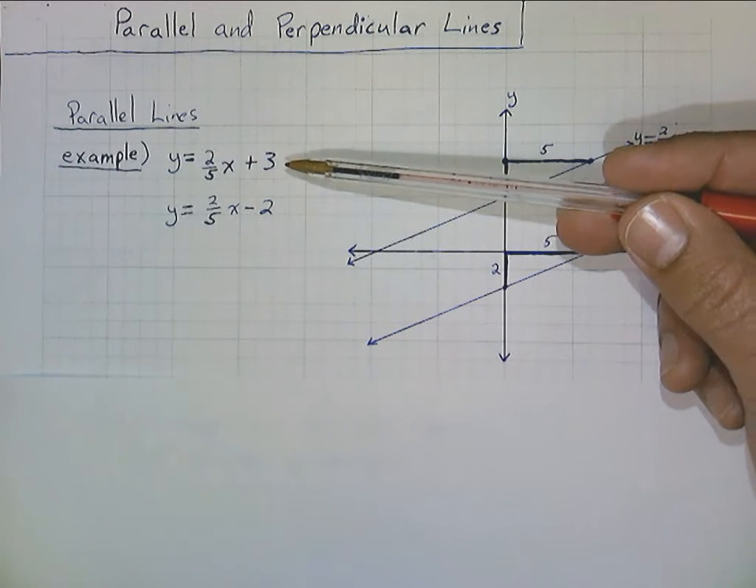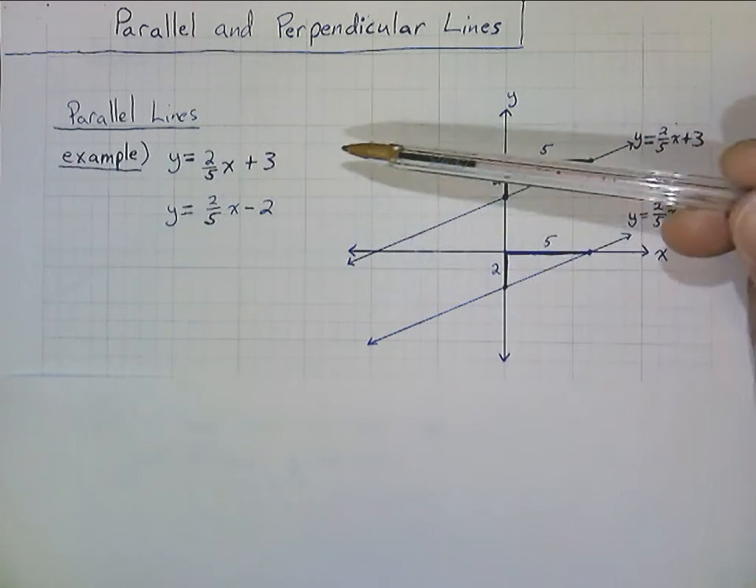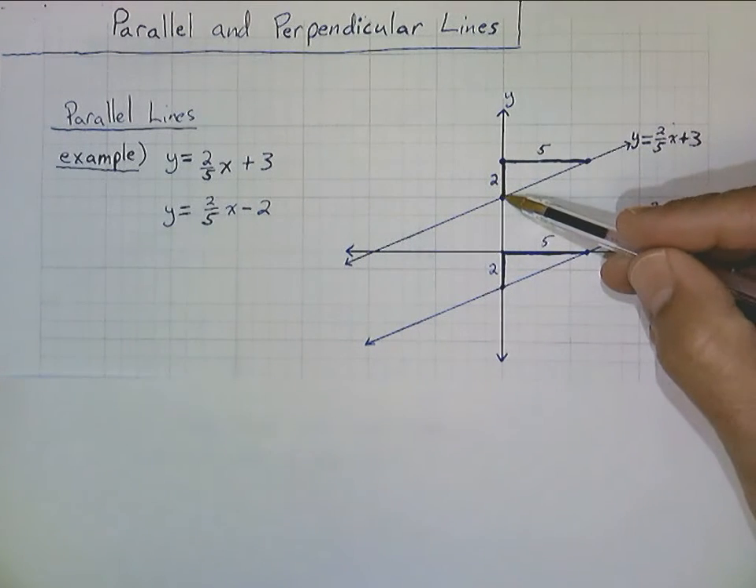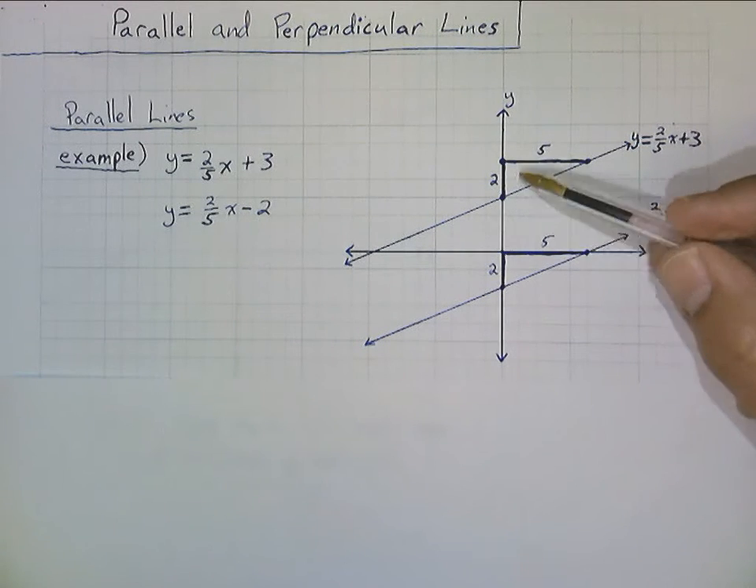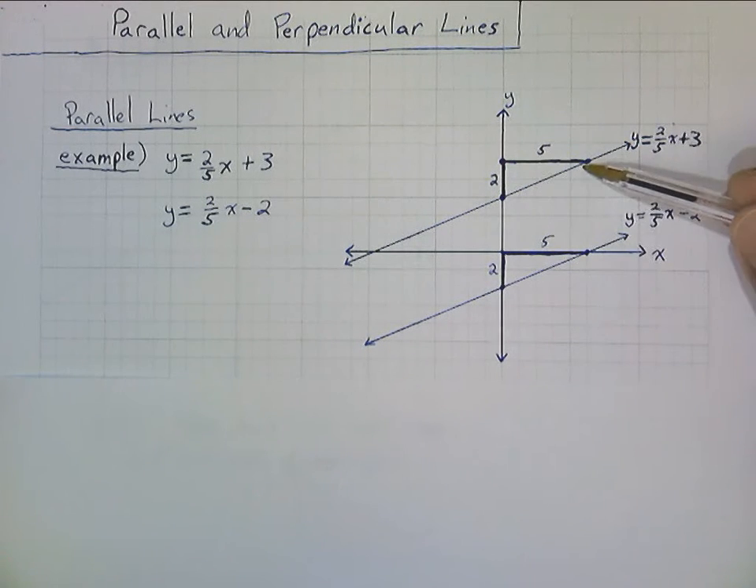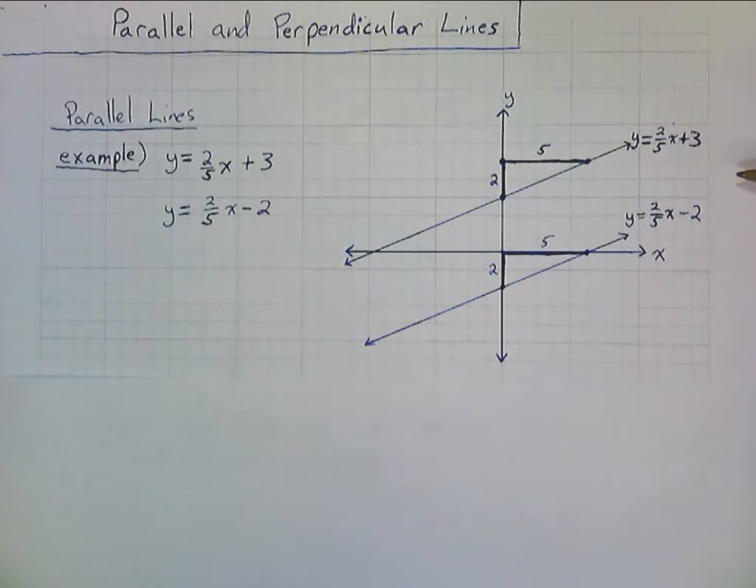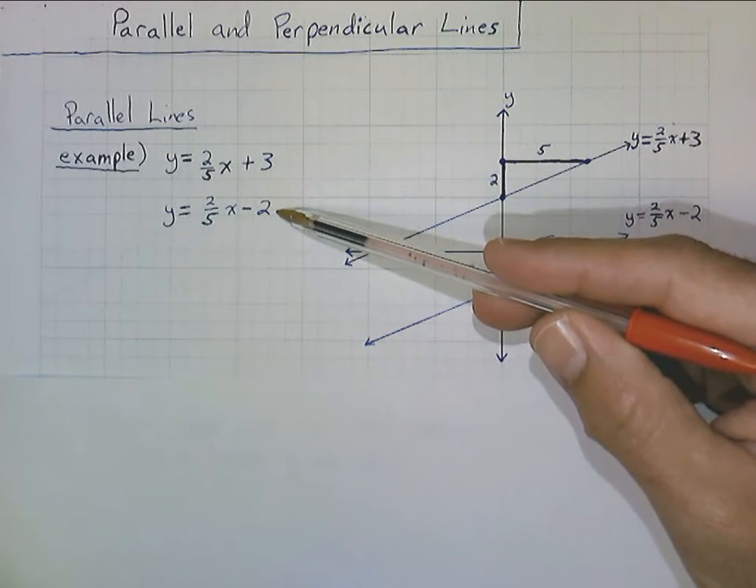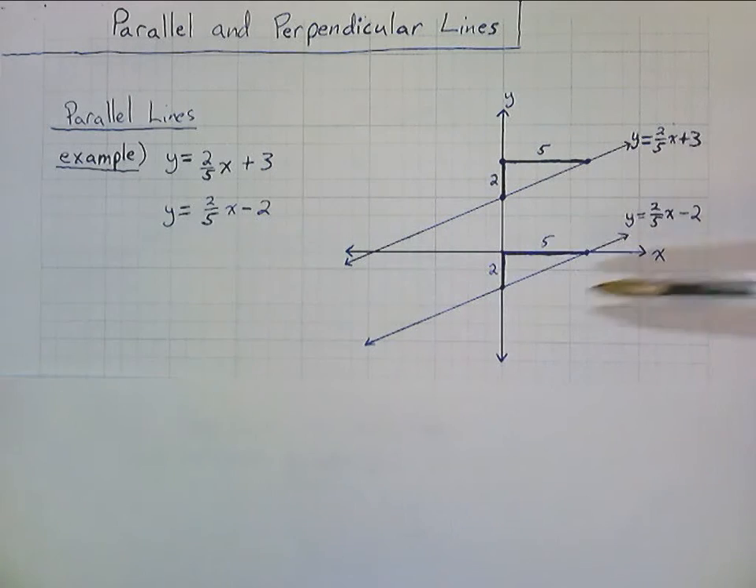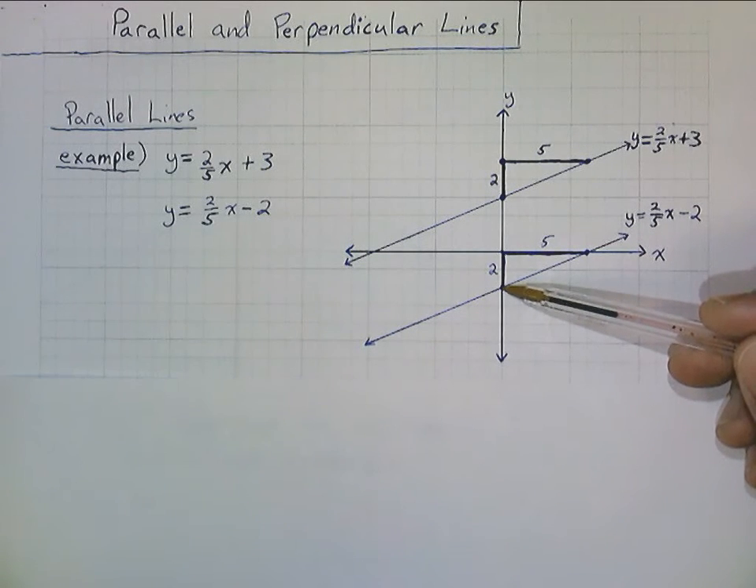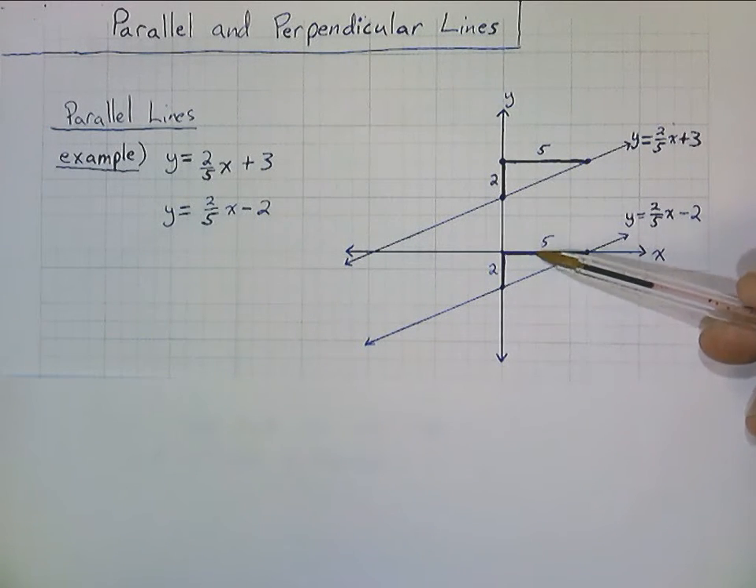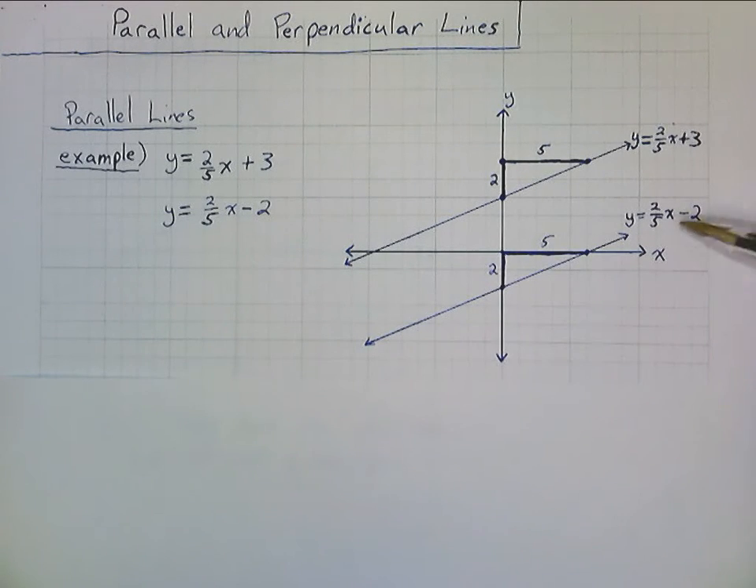The top one has, of course, a y-intercept of 3 and a slope of 2/5. So to graph that, we can just put a point here at the y-intercept of 3, and then follow your rise and your run. Rise is 2, the run is 5, over to a second point, and we connect the dots, and there's our line, y equals 2/5 x plus 3. For the second one, we have a y-intercept of -2 and a slope of 2/5. So there's our y-intercept of -2. We follow our rise of 2 and our run of 5 over to a second point, connect the dots, and there is our second line.